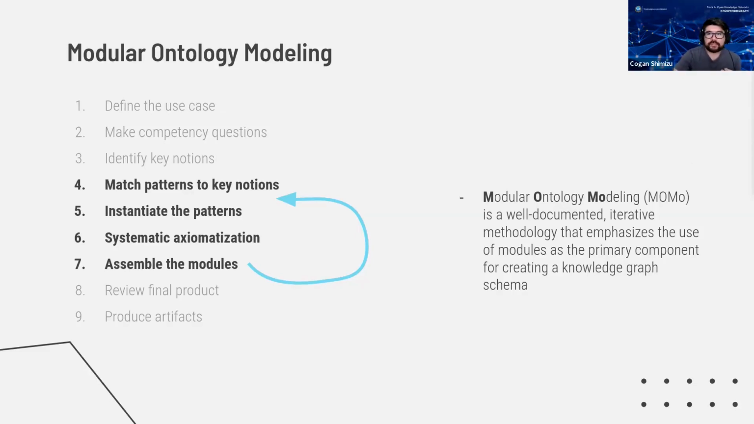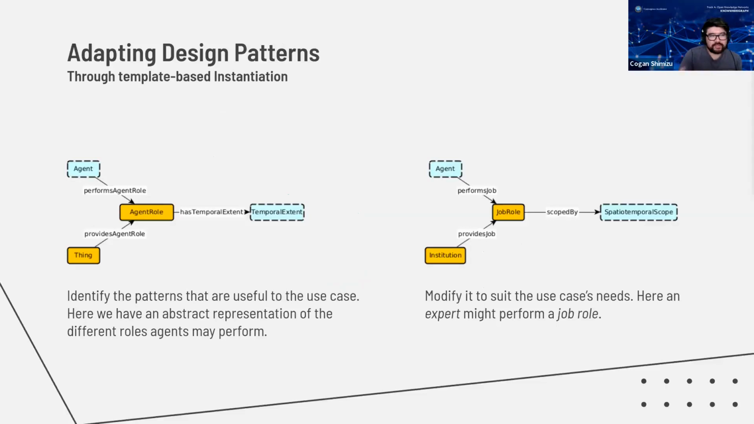So for example, we can take a look at this very, very simple execution where we go from this abstract idea of a thing that performs a role for some time, and we modify this so that it's actually an expert performing a job over some time, right? And this doesn't go completely into the execution, but this is a rough idea of how we call instantiating the patterns into something more concrete, more explicit, and more specific to the use case at hand.